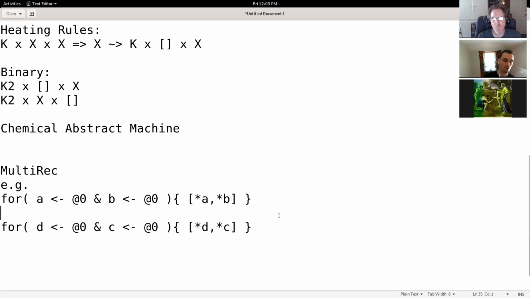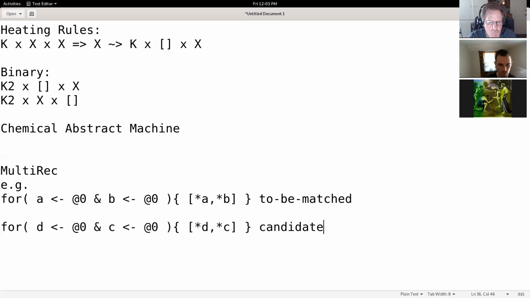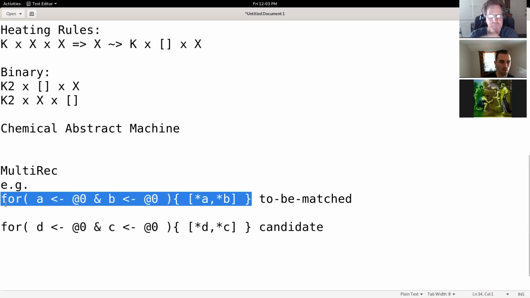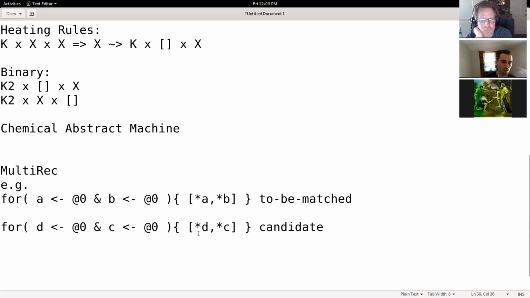And so my idea was basically, given that I'm checking, this is the one that I want to match, so this is my to-be-matched thing. And this is what I'll call the candidate. Basically I'm saying this is the one that I'm trying to check if it matches this one. So what I'm going to do is, first of all, the binds need to match in some way.